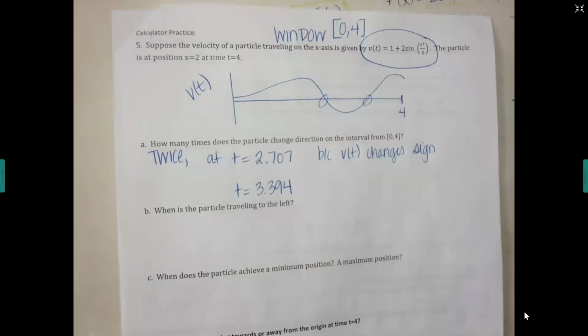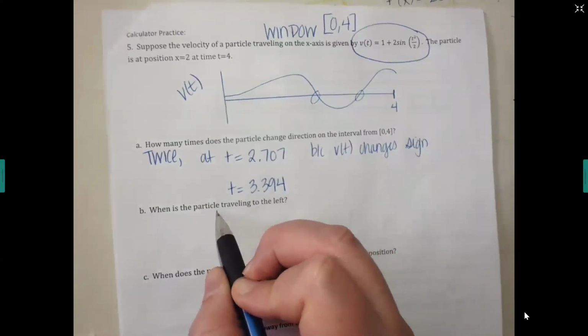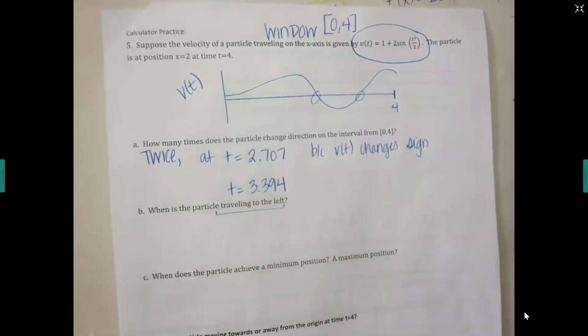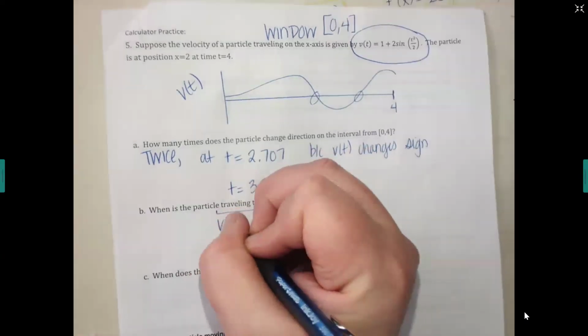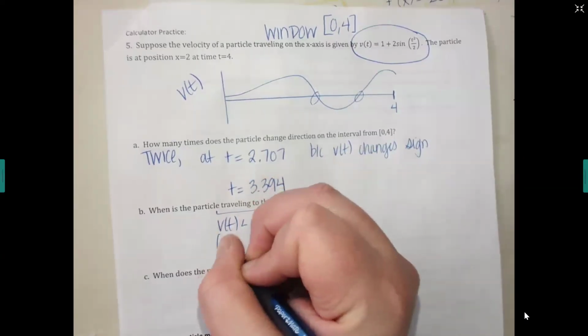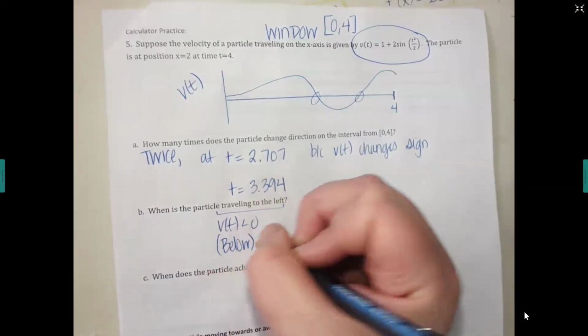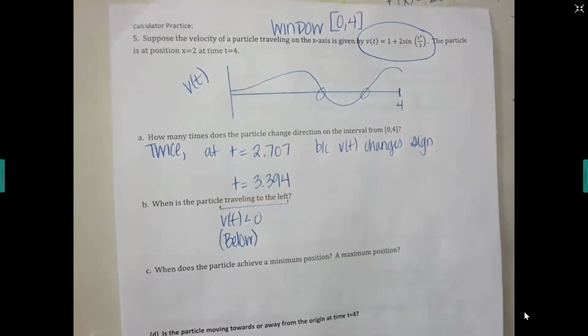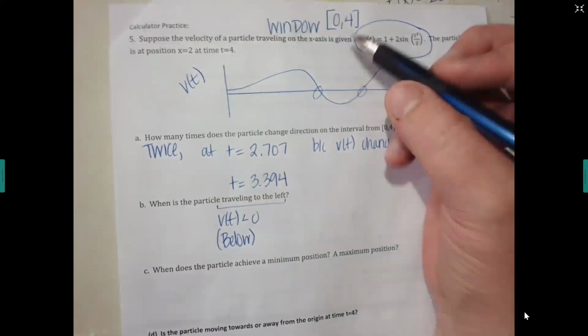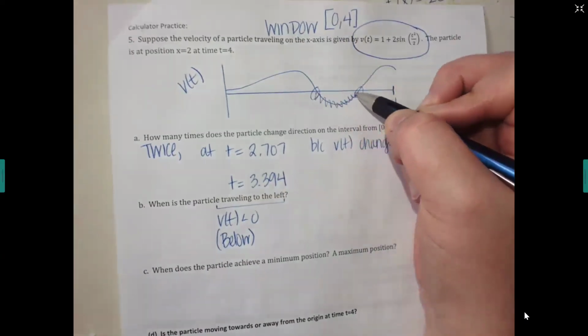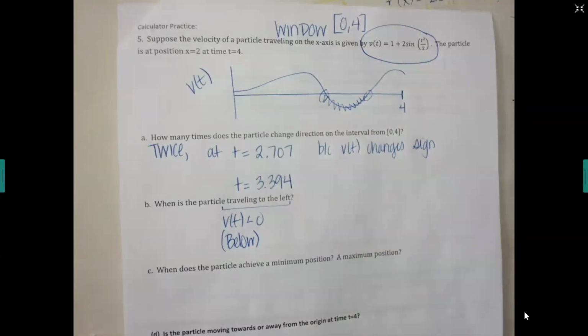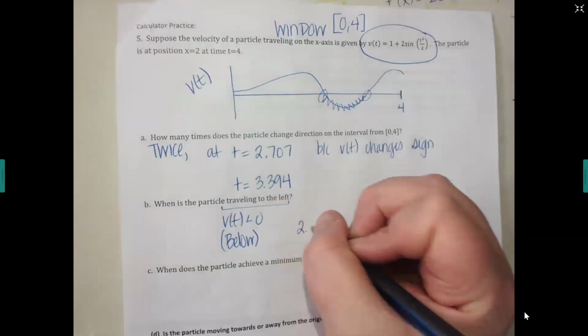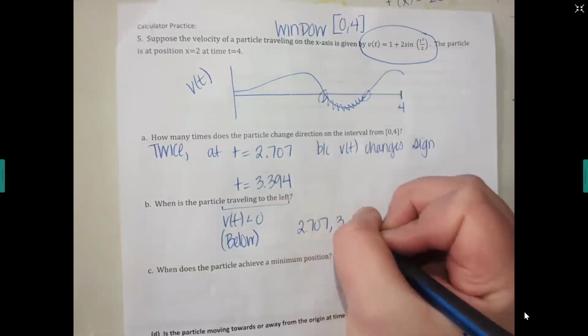Do I want a positive velocity or a negative velocity? Travel to the left means I need my velocity to be negative, which means below the x-axis. V of t less than 0, which means below the x-axis. Which means that it would be from here to here. But now that we know what those numbers are, it'd be from 2.707 until 3.394.